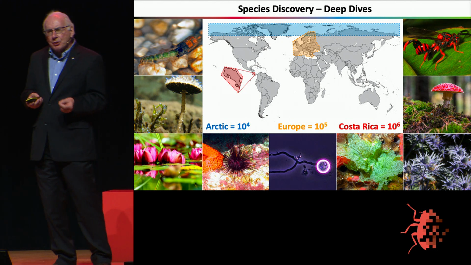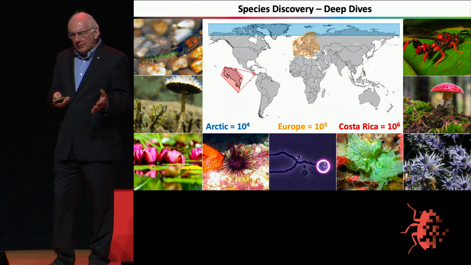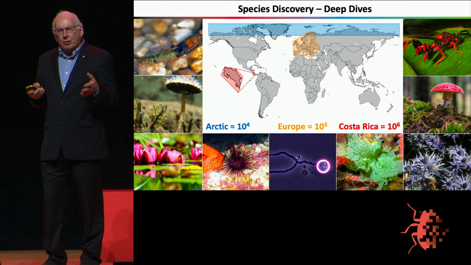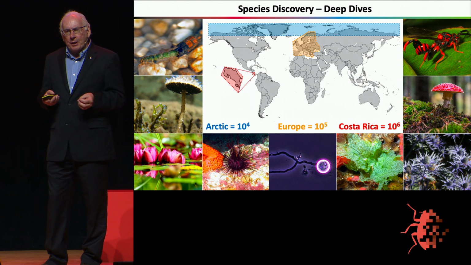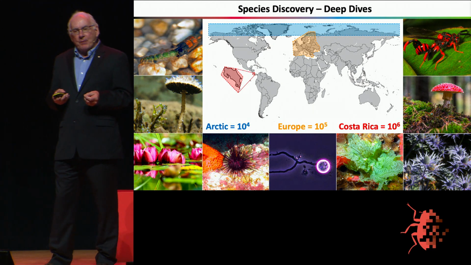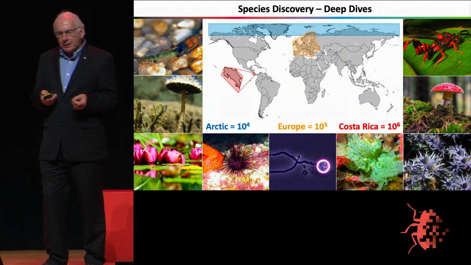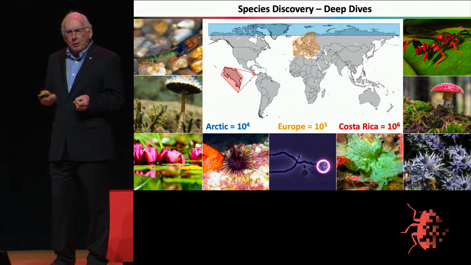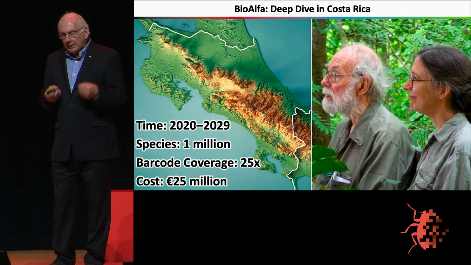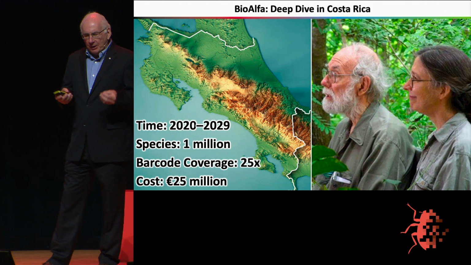Aside from the skims, we're going to do deep dives. We're going to do deep dives in 3 places: in the Arctic, in Europe, and in Costa Rica. And deep dive, we want to barcode every species that occurs in these settings. It may only be 10,000 in the Canadian Arctic or in the Arctic. It's more than 100,000 species in Europe, that's for sure. And in Costa Rica, it's almost certainly more than 1 million species. And this is marine, freshwater, terrestrial, plants, fungi, animals. This is the tough place, Costa Rica, 1 million.